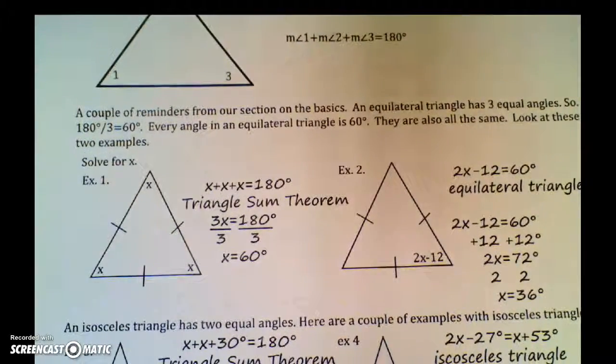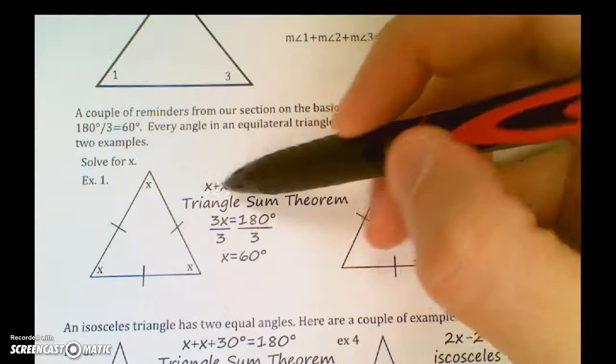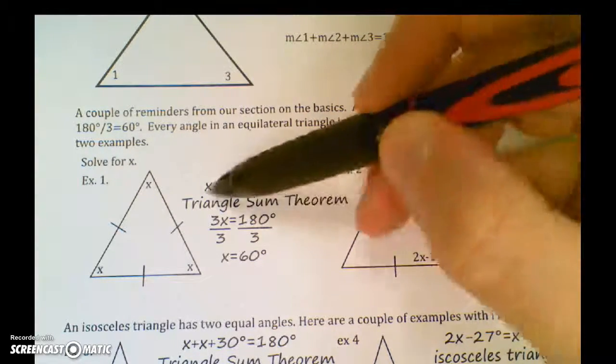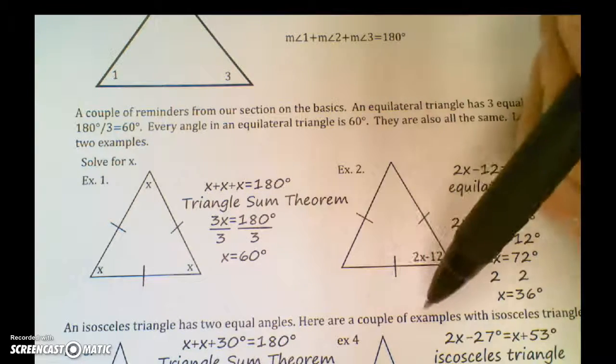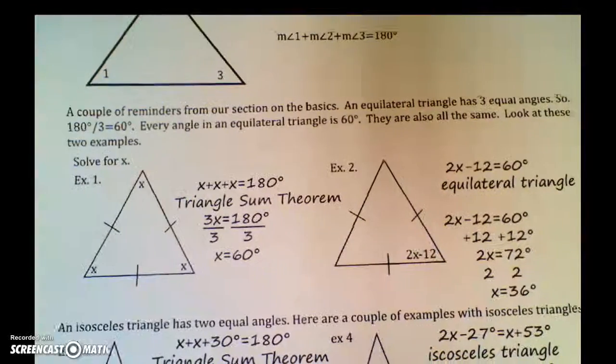Here, in this equilateral triangle, if I solve for x, I would do x plus x plus x equals 180 degrees, according to the triangle sum theorem. If you add that together, that's 3x equals 180, and then you divide by 3, you get x equals 60. So for an equilateral triangle, all three angles are the same, they're 60 degrees.